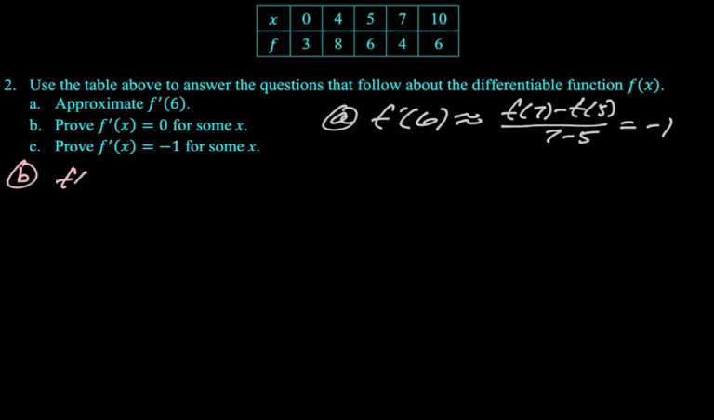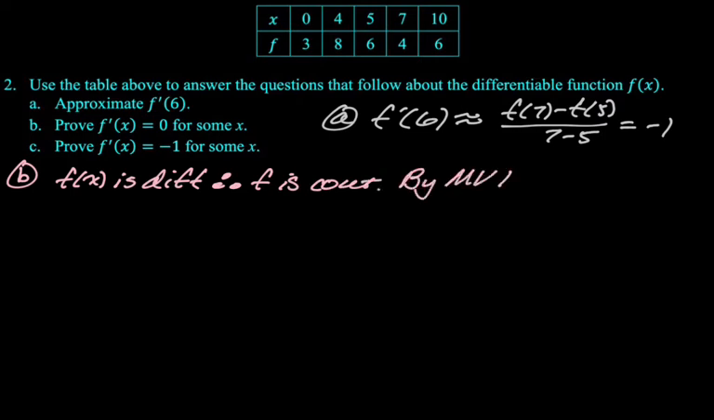So let's set it up. f of x is differentiable, therefore f of x is continuous. That's our setup that allows us to use the mean value theorem. So by the mean value theorem, and as I mentioned, it's 5 and 10, the y value is the same.